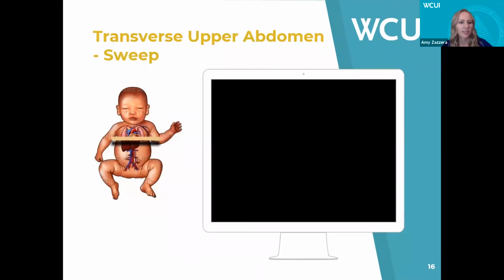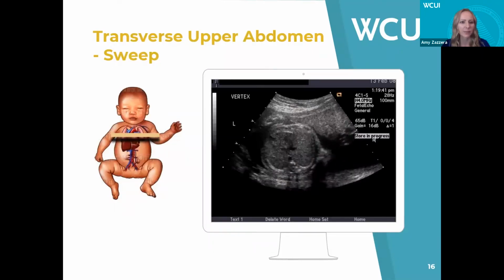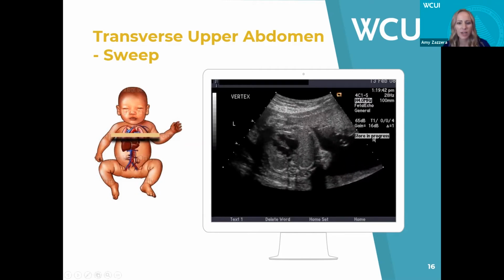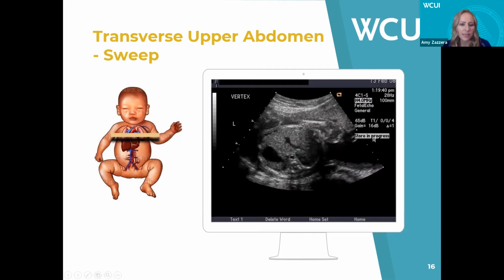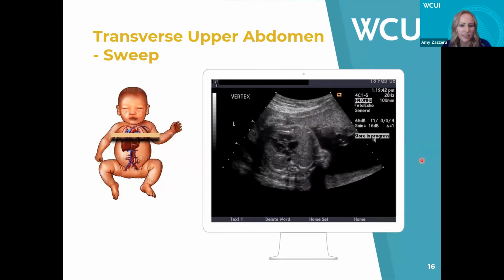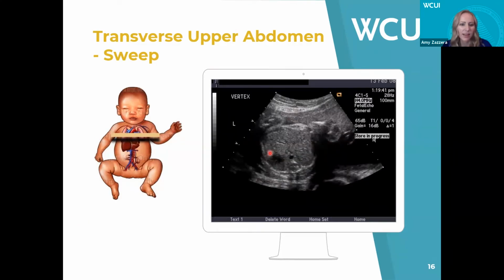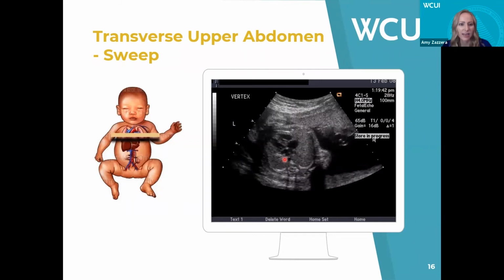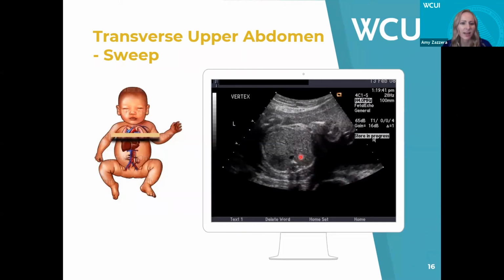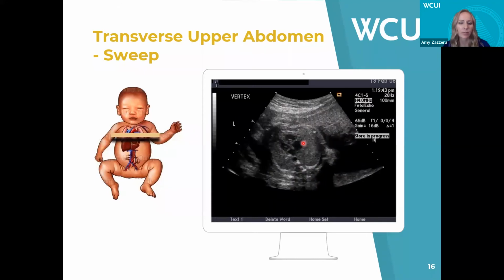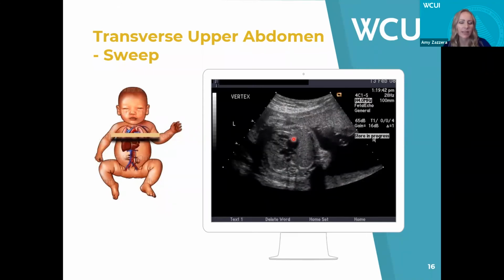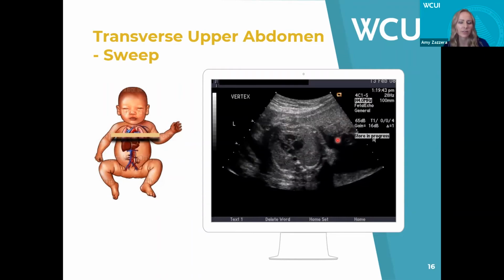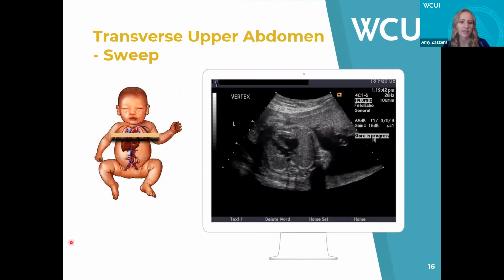So here's a nice sweep up that transverse abdomen and going up into the chest. So baby was cephalic, so we're seeing stomach on the left and that apex of the heart pointing towards the left, aorta on the left, and then I just want to point out that portal vein, how we have that nice C curvature into the liver there. So making sure that goes towards baby's right into the liver.